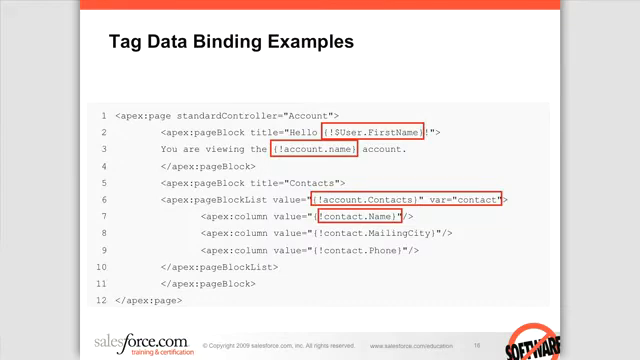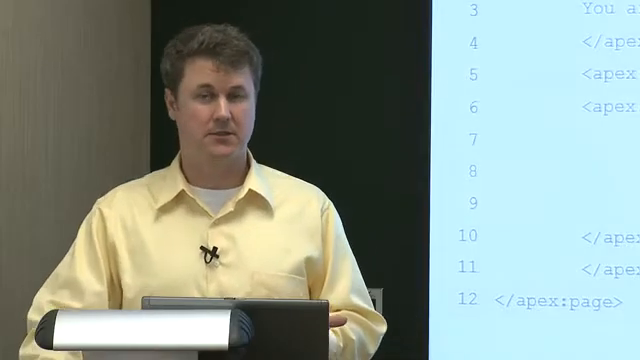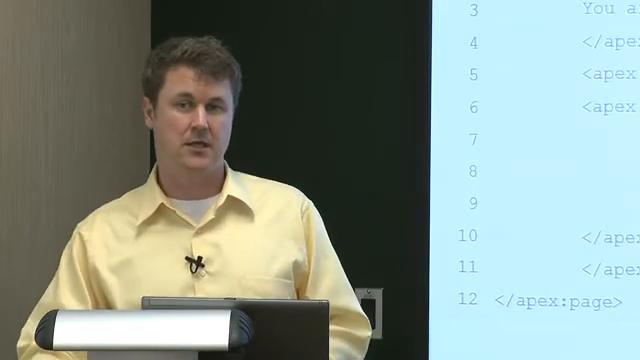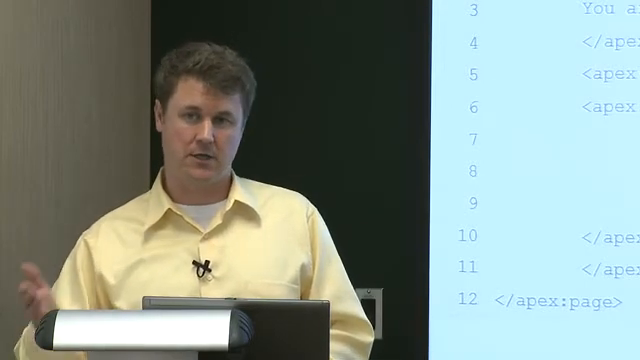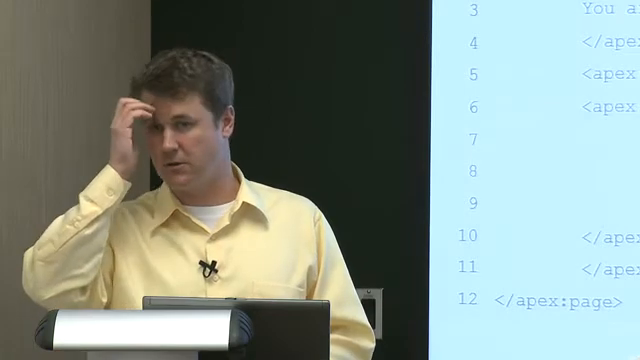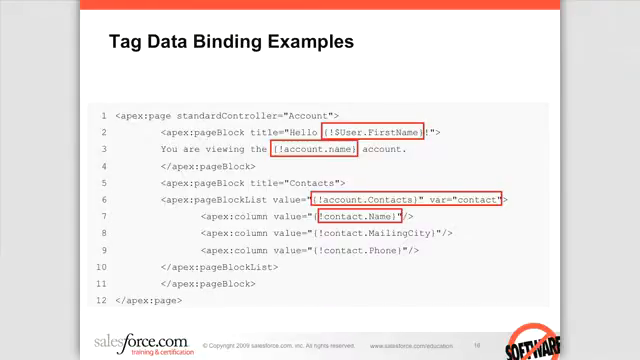So here's some more sample syntax. Here we have a reference to "Hello" and then the currently logged in user's first name. You are viewing the account. This is a page that's referencing the standard controller for the account, so we'll talk about that in a second when we talk about controllers. We're going to display the name of this particular account that would have been identified by the ID. And then here we're iterating through a list of contacts associated with that account and displaying the name, mailing address, mailing city, and then the phone.